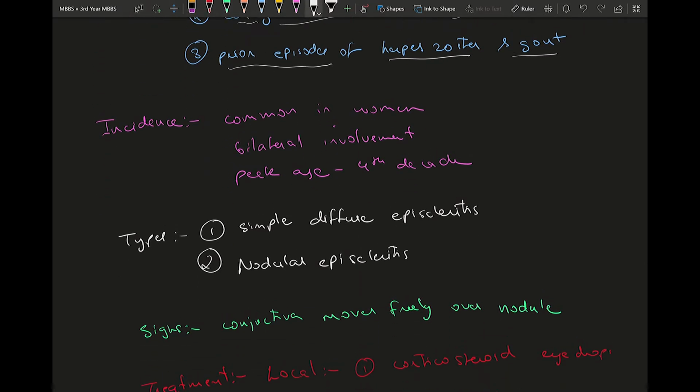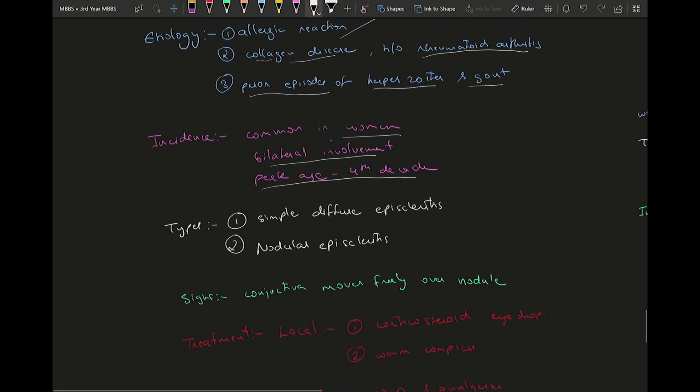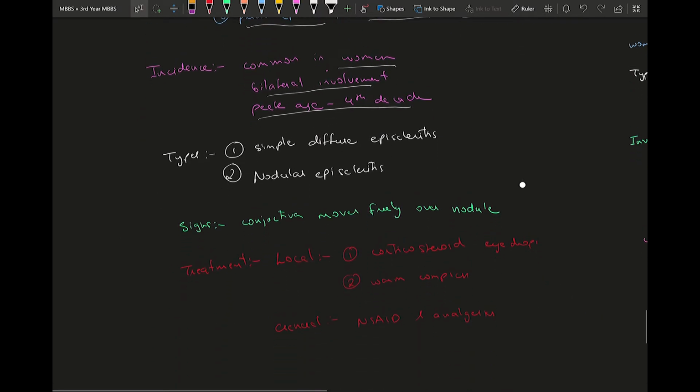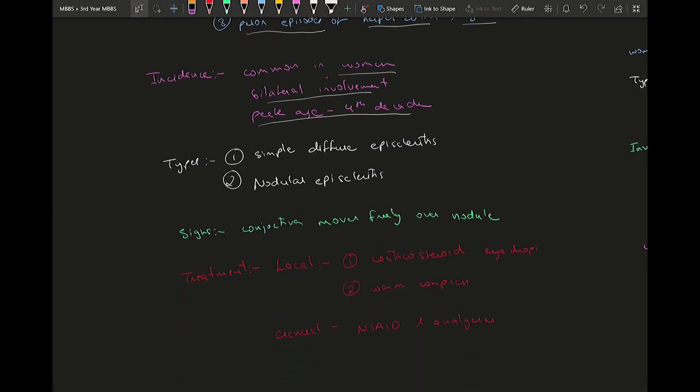The incidence is more common in women. Both sides are equally involved, and the peak age group is the fourth decade. So women above 40 years old are mostly affected. The different types of episcleritis are simple diffuse episcleritis and nodular episcleritis. Simple diffuse is where you just have general red congestion present all over the episclera. In nodular episcleritis, you will see whitish nodules present in the sclera.